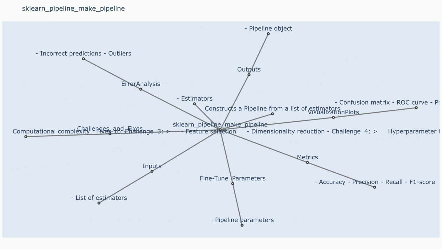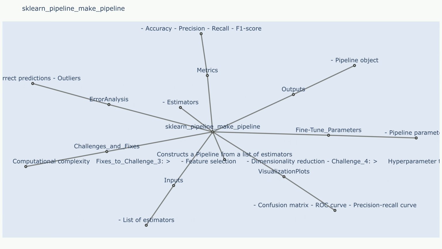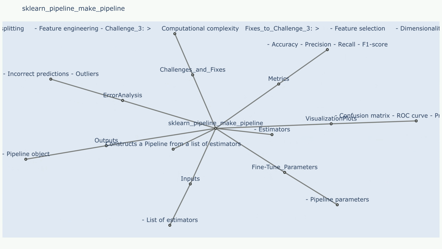Inputs. Estimators. The make_pipeline function accepts any number of scikit-learn estimators as input. These estimators can be transformers, e.g., StandardScaler, PCA, or models, e.g., LogisticRegression, DecisionTreeClassifier. Outputs. Pipeline object. The make_pipeline function returns a Pipeline object, which is a scikit-learn estimator itself. This pipeline object represents the entire sequence of transformations and modeling steps you've defined.